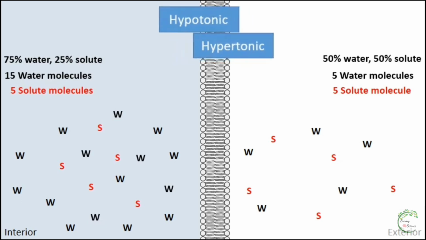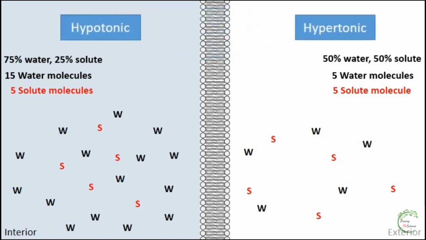So now I can go ahead and label the solution on the left as hypotonic and the one on the right as hypertonic. Hypotonic on the left. Hypotonic is a solution with a lower concentration of solutes. 25% is a lower concentration than 50%. Now, what would happen over time? Remember, what does water do over time? Through osmosis, it will diffuse. Watch the water on the left. It will diffuse slowly over time until there's an equilibrium, a balance.